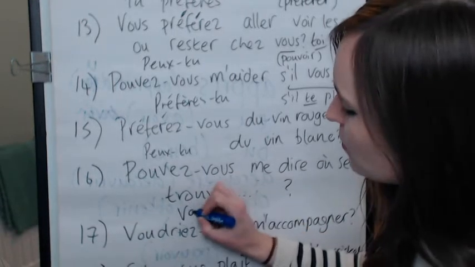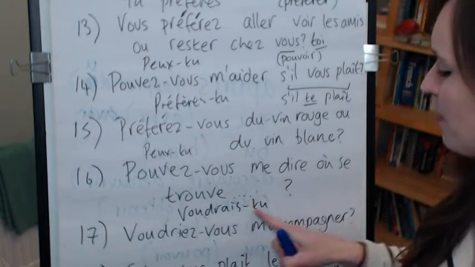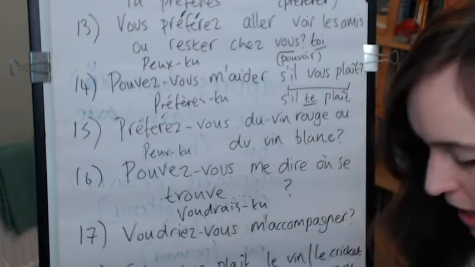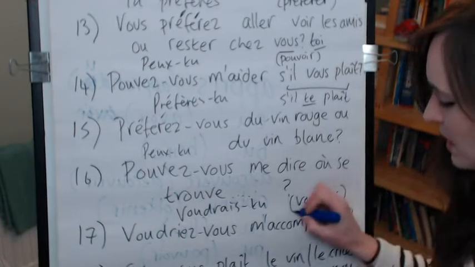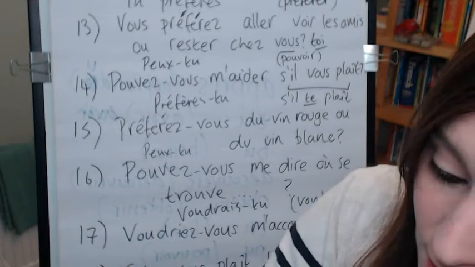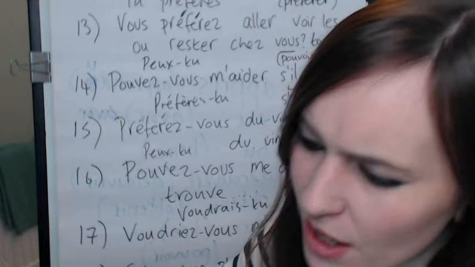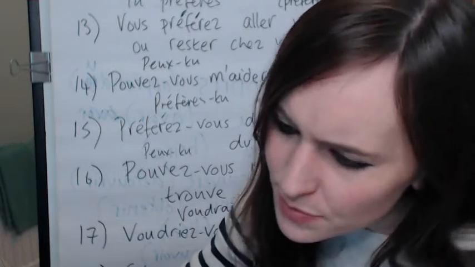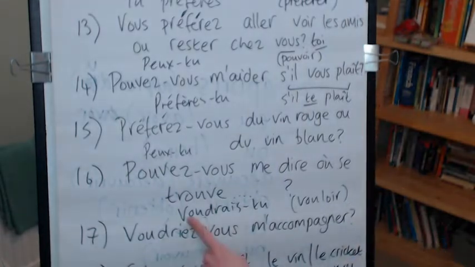Voudriez-vous would be voudrais-tu m'accompagner. That comes from the verb vouloir, which means to want. If I go to, say, WordReference now, and I type in vouloir, French conjugation, I will look down to where it says present conditional. And I can see that I've spelled it correctly.